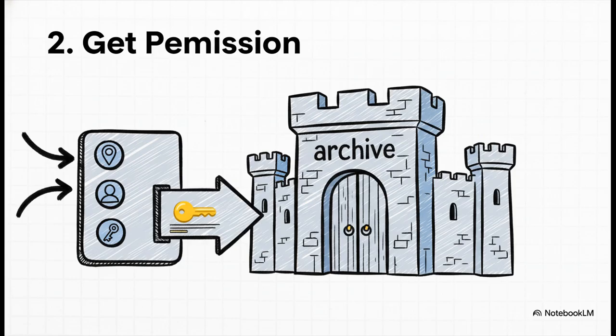Okay, we've got our translator. Now we need permission to actually enter the archive. Technically, this is called establishing a connection. It's where we show our credentials: the database address, a username, and a password. If everything checks out, the system hands us back a special connection object. You can think of this as our official key card, giving us secure access for the rest of our mission.